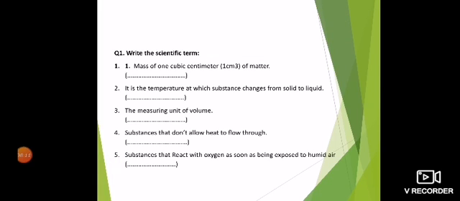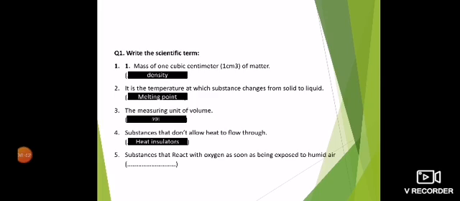Let's answer these questions. Number one, write the scientific term. Mass of 1 cubic centimeter of matter: it is the density. The temperature at which a substance changes from solid to liquid: it is the melting point. The measuring unit of volume is the cubic centimeter. The substances that don't allow heat to flow through: it is the heat insulator or bad conductor of heat. Substances that react with oxygen as soon as they are exposed to humid air: it is the very active metals.